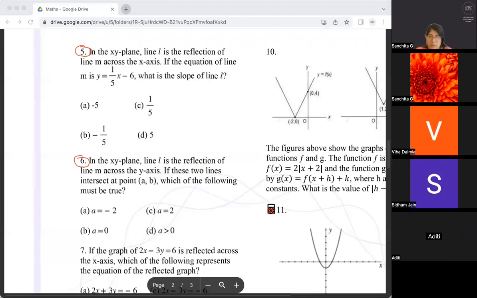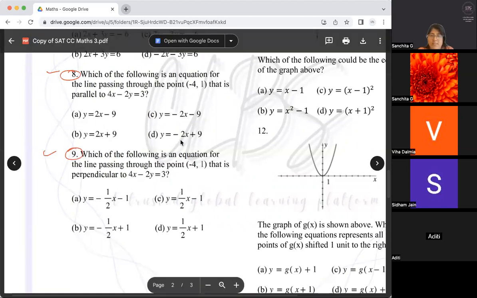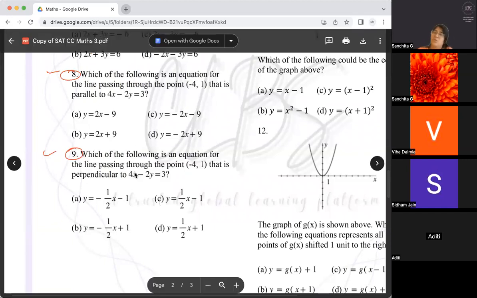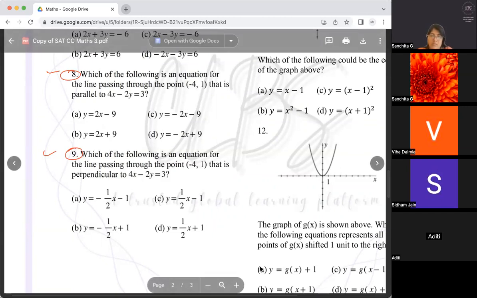Okay. I'm done. Okay. All right. Do one thing. Also solve 8 and 9. If you're facing difficulty in 5 and 6, I can discuss one additional technique with you, right? But 8 and 9 you should be able to solve for sure. Just basic lines. You must have covered in 8th standard. We'll discuss 5 and 6.